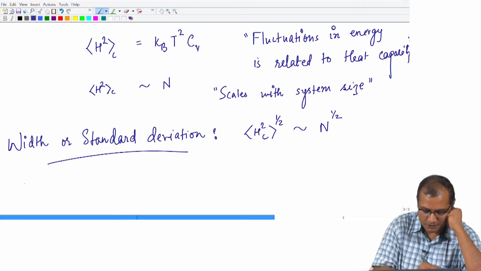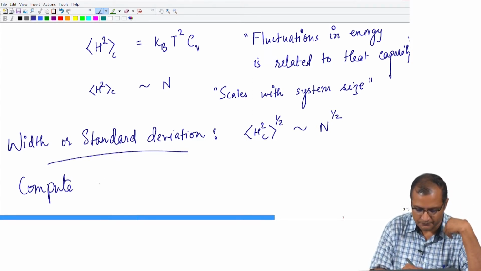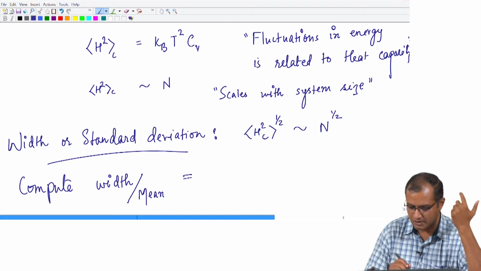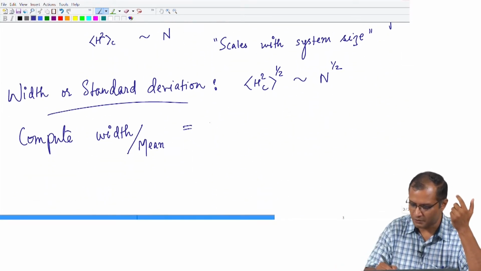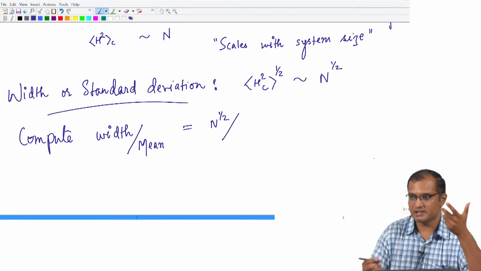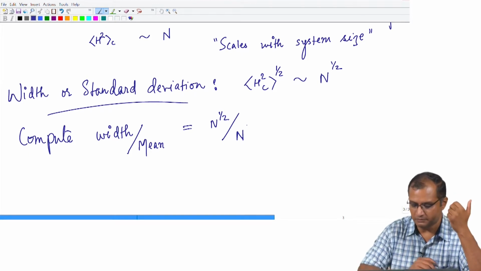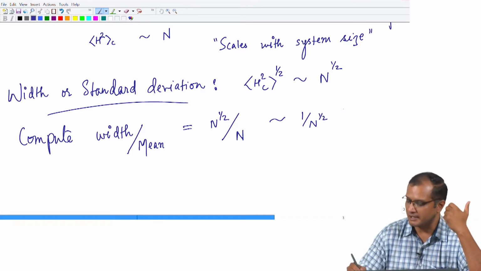And now you can compute, like I was saying, the ratio of width over mean of the energy distribution. So, width over mean: the width has already been computed here, which is square root of N, and the mean is the energy itself, and I know energy scales as N because energy goes as 3 by 2 N kT. So, the width over mean will scale as 1 upon N to the power half, and as N goes to infinity in the thermodynamic limit, this will go to 0.